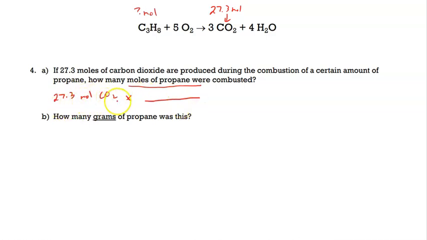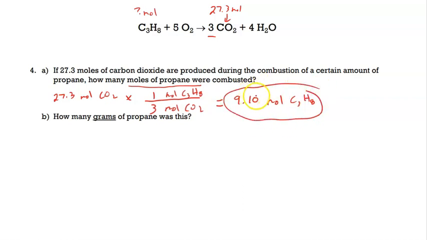a fraction. I'm starting with moles of CO2, so moles CO2 goes on the bottom this time. The coefficient for CO2 is 3. All right, and I'm trying to figure out propane, so moles of propane goes on top. And that coefficient there is a 1, right? So I'm going to go 27.3 times 1 divided by 3, and I should get 9.10 moles of propane. All right. Now, sig figs, well, that's why I'm adding that 0 there. We have 3 sig figs in our measured quantity, so we need to have 3 sig figs in our answer.